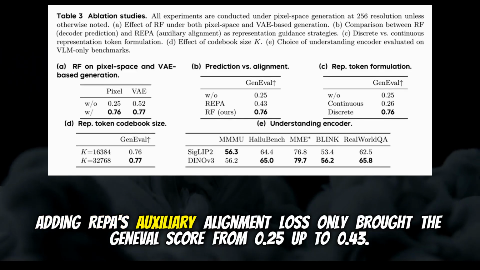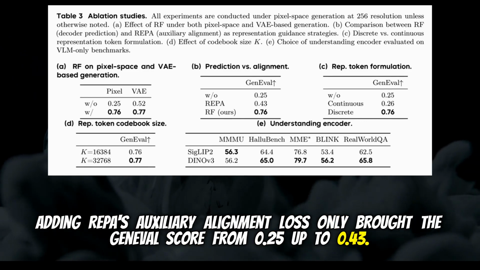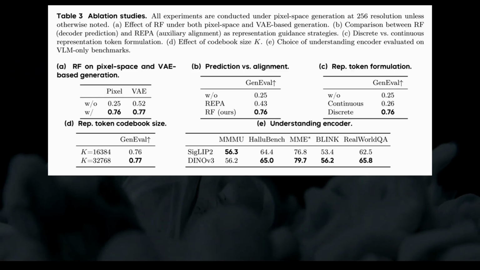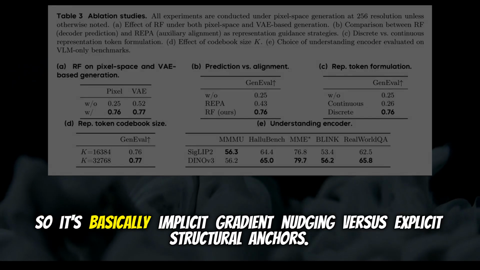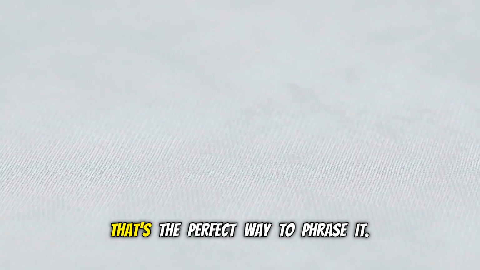Adding REPA's auxiliary alignment loss only brought the Gen-Eval score from 0.25 up to 0.43. While representation forcing hit 0.76. Yeah, 0.76. Yes. It's a massive difference. So it's basically implicit gradient nudging versus explicit structural anchors. That's the perfect way to phrase it.